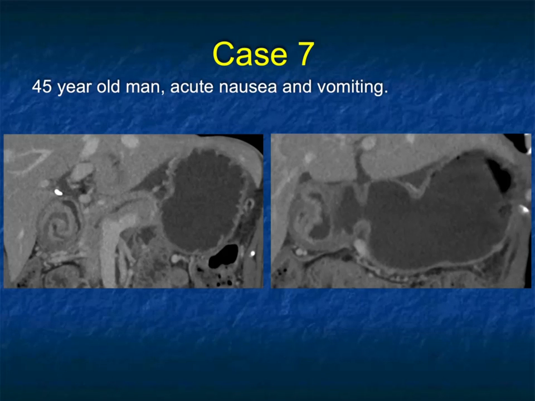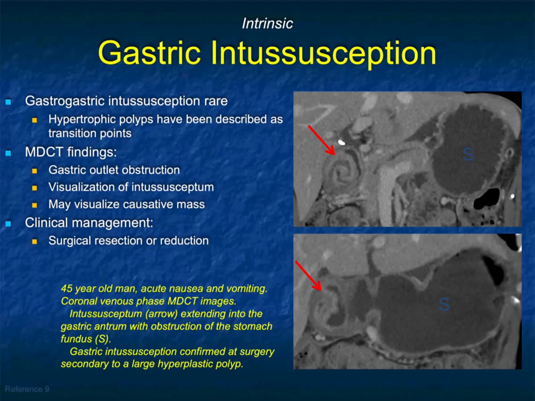Another patient. You look at the stomach, it's well distended, particularly on the coronal views, and then you say, what's going on in the antrum? What exactly is going on here? It kind of looks like a mass, but it kind of looks like a twist. That's a clip from prior cholecystectomy. What's going on here? Well, this is an intussusception.